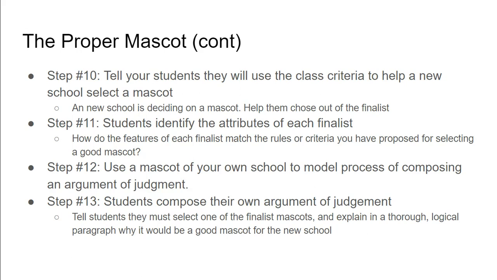Step number 13. Students compose their own arguments of judgment. Tell students they must select one of the finalist mascots and explain in a thorough, logical paragraph why it would be a good mascot for the new school. So basically, you're taking the general rules you came up with of what makes a good mascot, and the original conclusion you made about your own mascot, whether it was good or bad. Based off the general rules you created, you then propose to this new school which of the finalists best fits the criteria of a good mascot, based off the rules you came up with as a whole class.